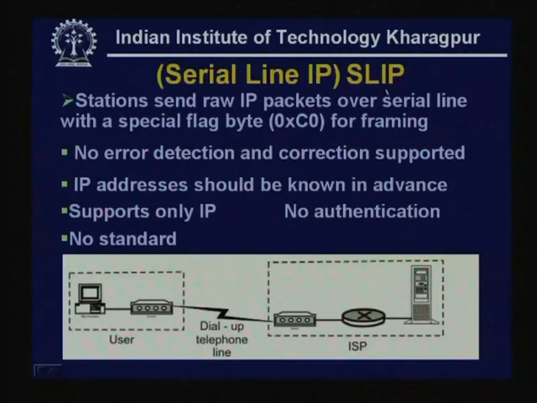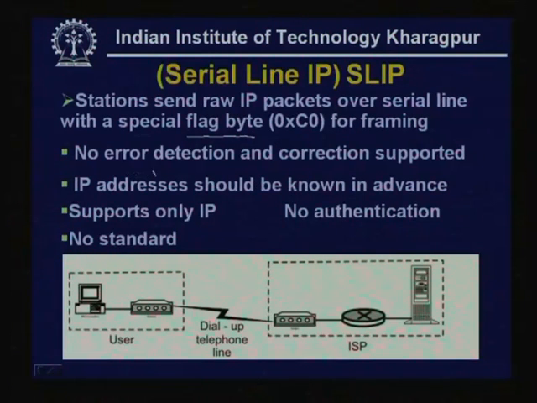and that can be done by using Serial Line IP or SLIP. In this case the station sends raw IP packets over the serial line with a special flag byte 0xC0, and of course, if it appears in the IP frame, then you have to use a suitable technique, as you have done in the earlier case, so that it is not repeated in the IP frame, and then it performs. However, it has got a number of limitations.